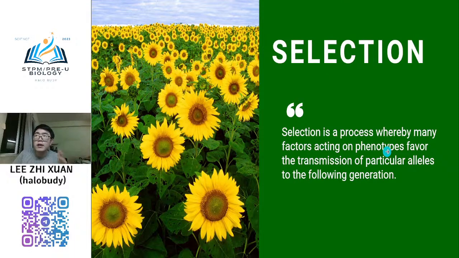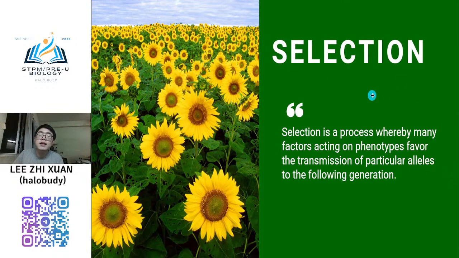So this phenotype will not affect you, but it will transmit this phenotype change to your following generation, to your children or to your grandchildren. So normally, natural selection is a very long-term process. So for selection we have two types: either natural selection or artificial selection.